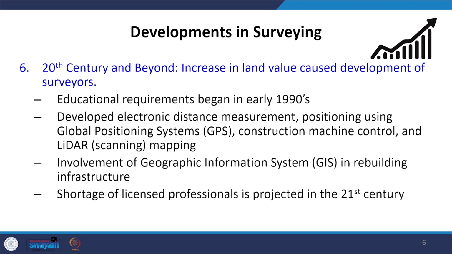Devices like positioning systems, GPS which we are using, electronic distance measuring devices, then construction machine control, the LiDAR scanning devices, they were all slowly developed then. Then we used geographical information system, GIS, in rebuilding the infrastructure. So, because we can store the database and we can update the maps easily in that. So, when the demand increases, there was a shortage of licensed professionals, and that was projected in the 21st century, that we need more and more people who have good knowledge of surveying and mapping.